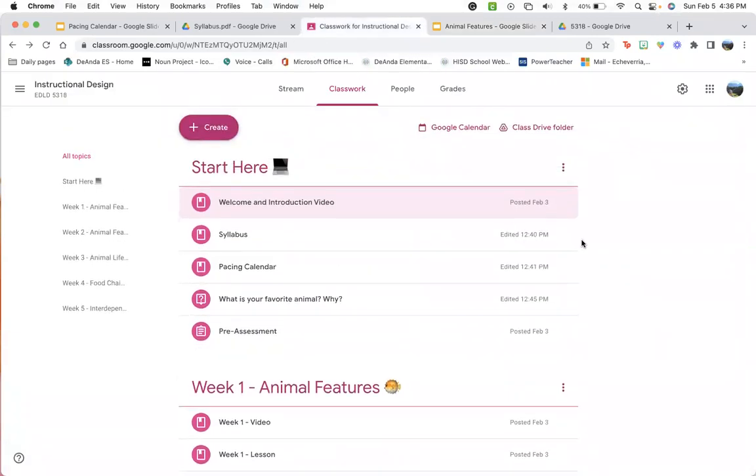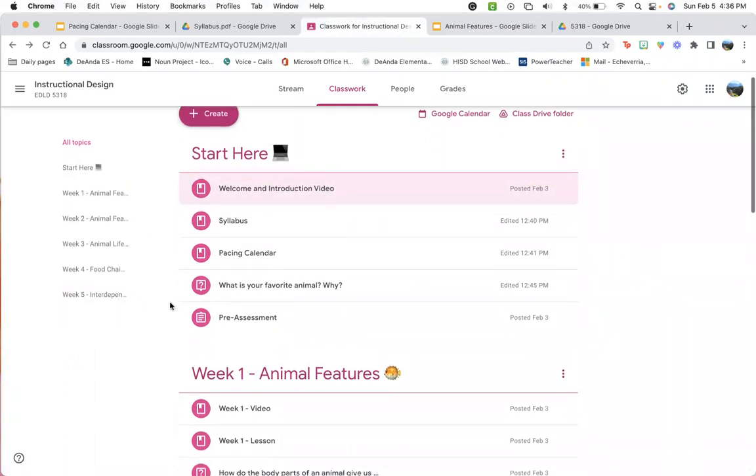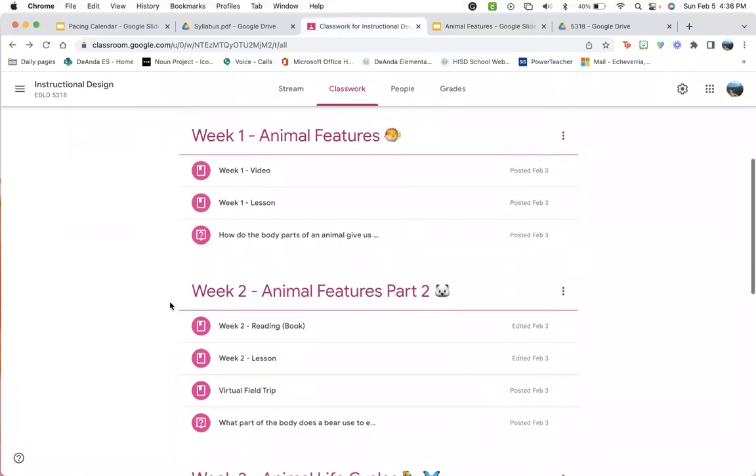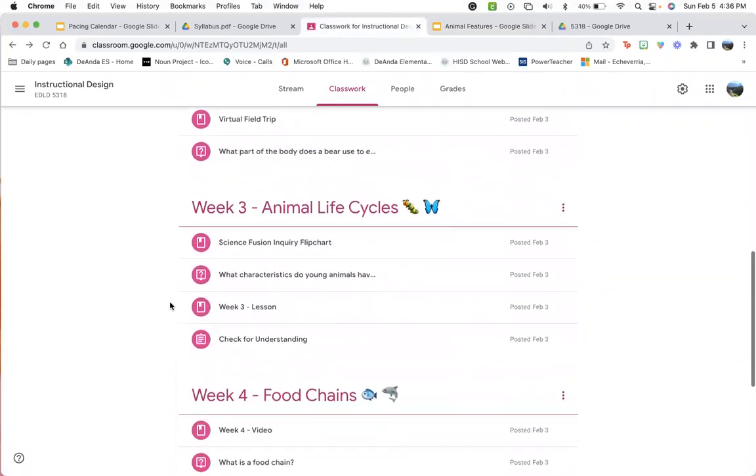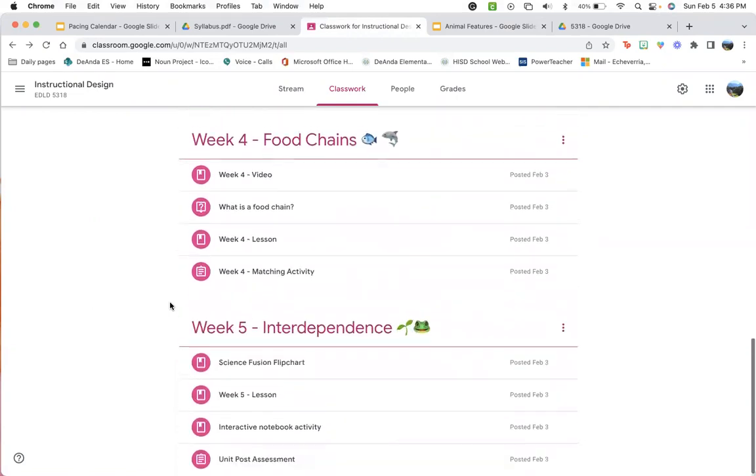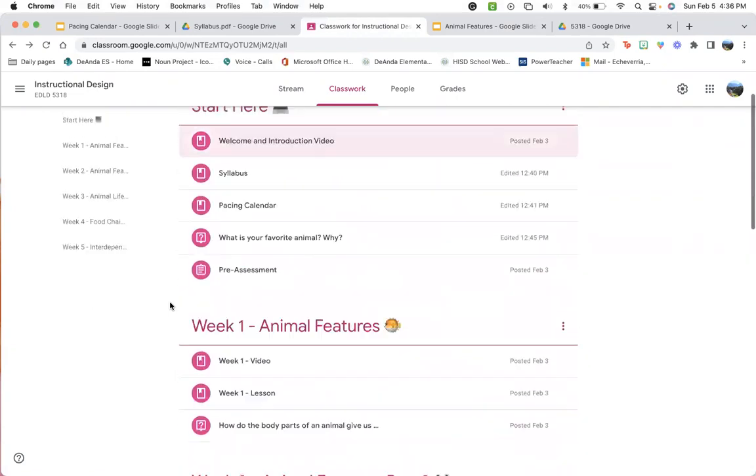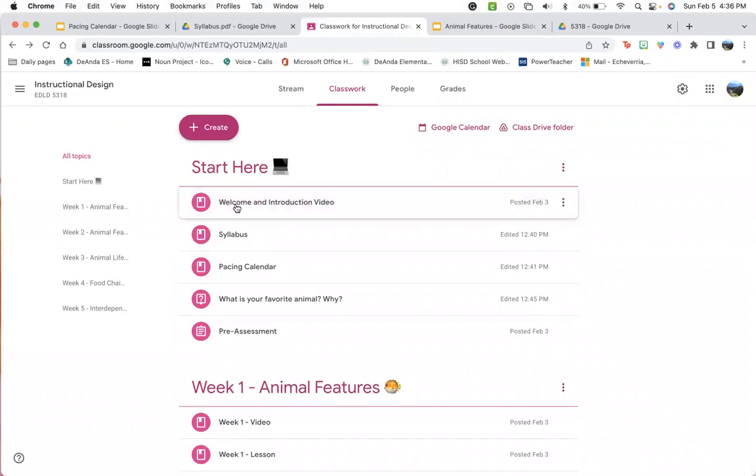My Google Classroom is divided into several sections. It begins with the start here, and then it's divided into the different weeks my students will be utilizing in order to complete their assignments. Each section of the Google Classroom has different projects or topics that they need to complete each week.